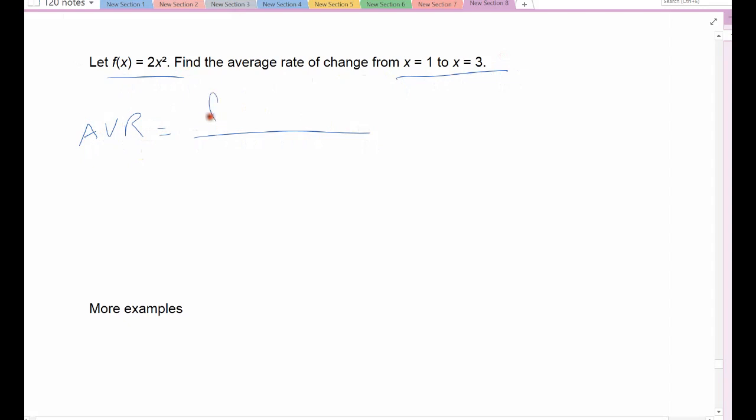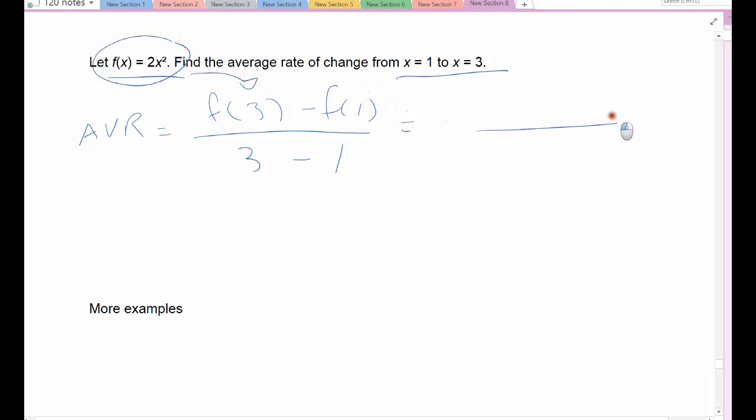So it'd be the change in the function value, so f of 3 minus f of 1 all over 3 minus 1. Again, you have to be consistent. If I plug 3 in, these are y values, this would be y2, and this would be y1. So to find those, you have to plug them in here.